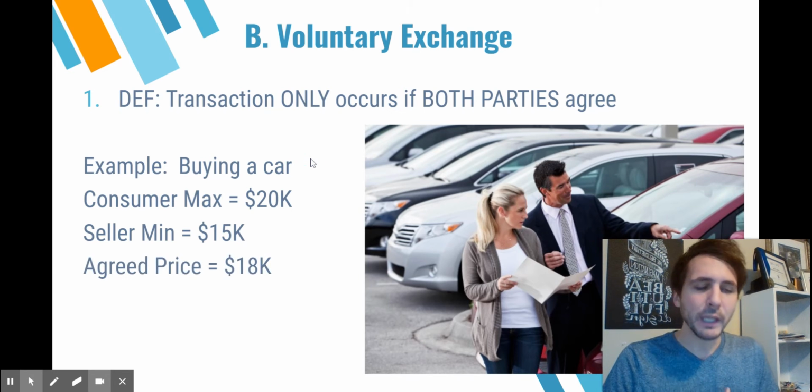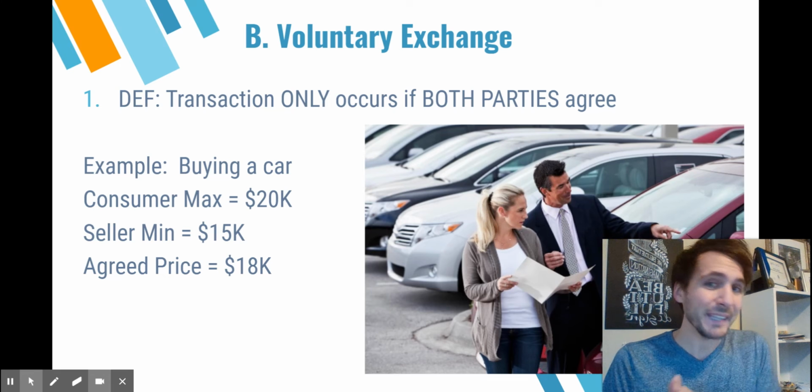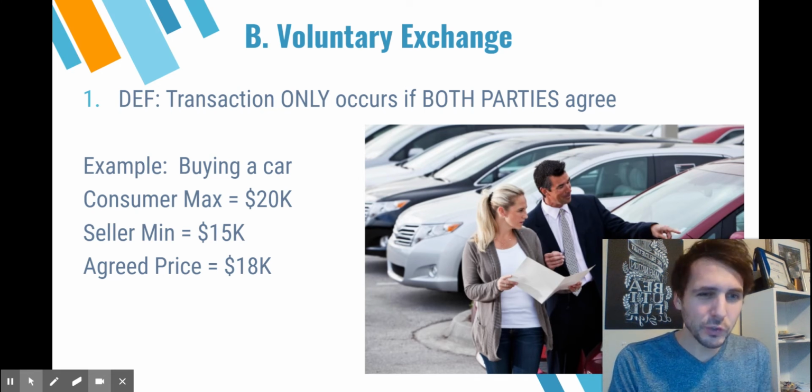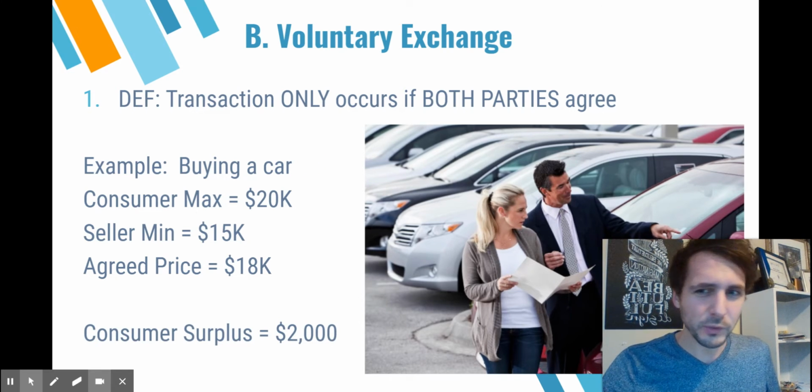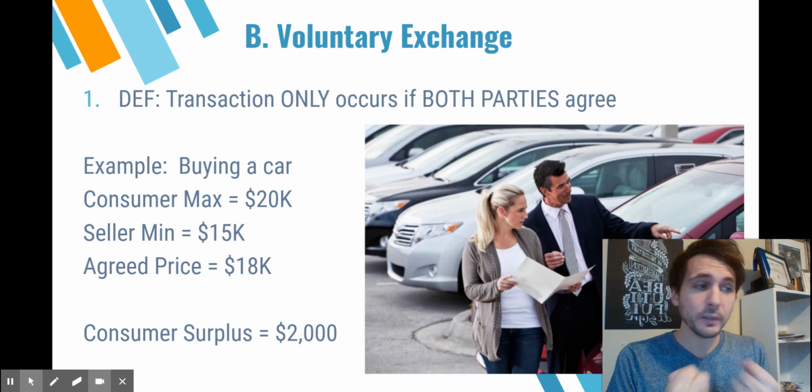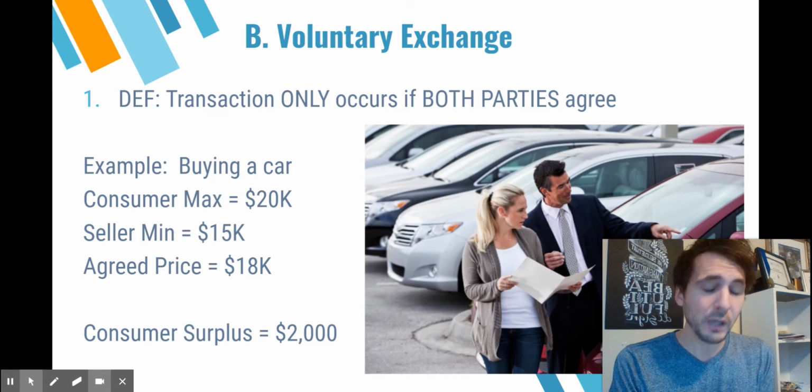Now let's say they agree on a price of exchange of $18,000. Voluntary exchange. What is the consumer surplus? Well, the consumer surplus is going to be $2,000. Catch it. She was willing to pay $20,000, but she only had to pay $18,000. So $2,000 that she thought she was going to have to spend on the car, she doesn't have to spend on the car anymore. That's considered consumer surplus.